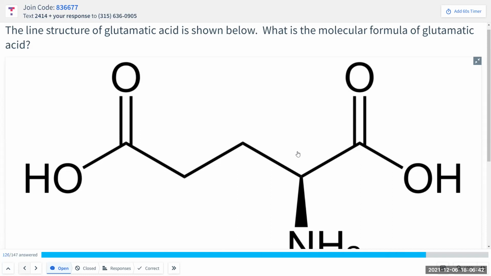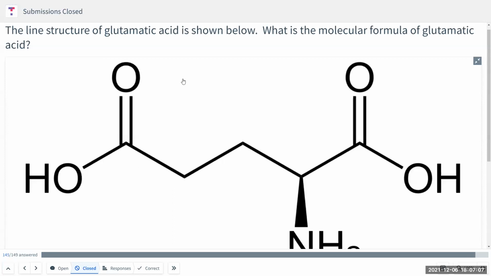All right. I think that should be enough time for discussion. I'm going to close discussion in 5, 4, 3, 2, and 1. Right. Let's see how we did. Okay. All right. By the way, just to make sure everybody's on the same page, this is a line structure.